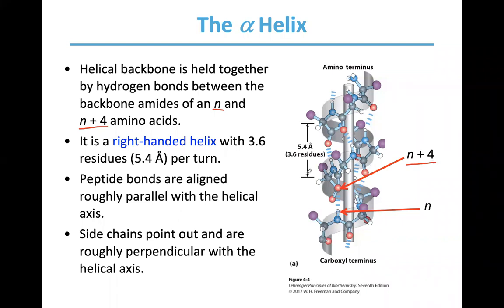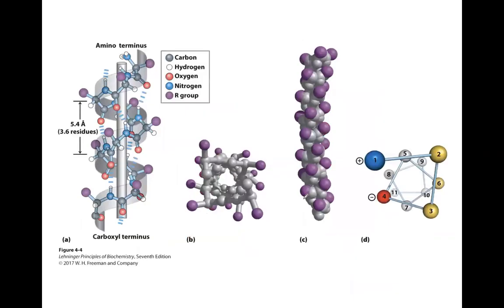In general, one helical turn is 3.6 residues, or 5.4 angstroms, right? So this is the carboxyl terminus, this is the amino terminus, and the peptide bonds will be roughly parallel with the helical axis, and the side chains point out, roughly perpendicular. You can see here, these are side chains. This one, then this one, they're sticking out, right? And in fact, I even have a picture. Let's see, yeah, right there.